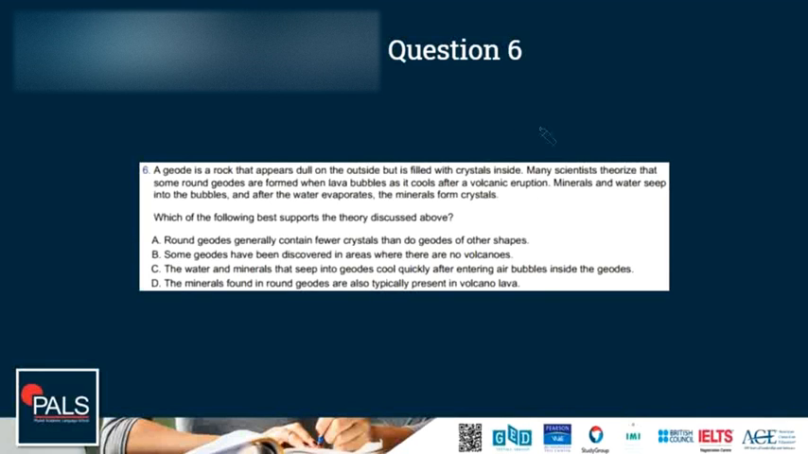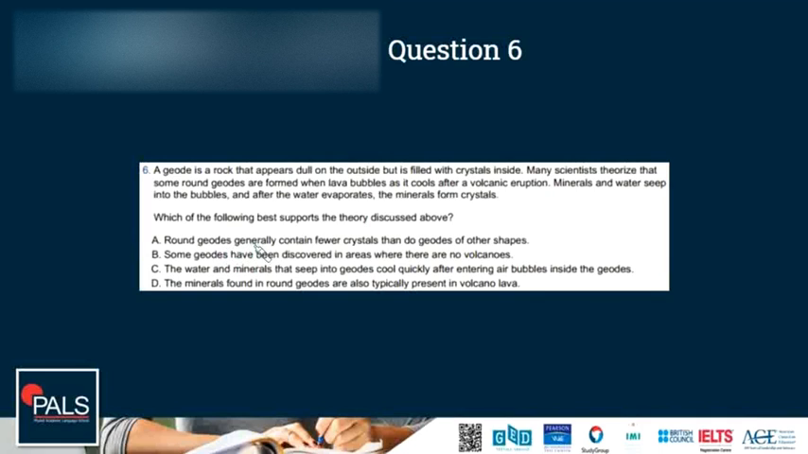Question 6. A geode is a rock that appears dull on the outside but is filled with crystals inside. Many scientists theorize that some round geodes are formed when lava bubbles as it cools after a volcanic eruption. Minerals and water seep into the bubbles, and after the water evaporates, the minerals form crystals. Which of the following best supports the theory discussed above?